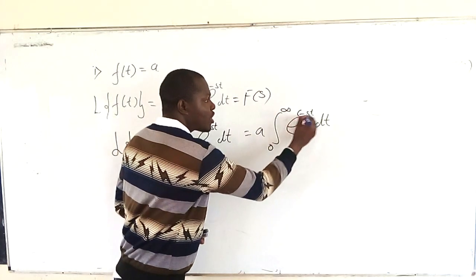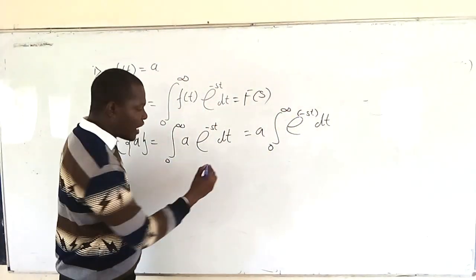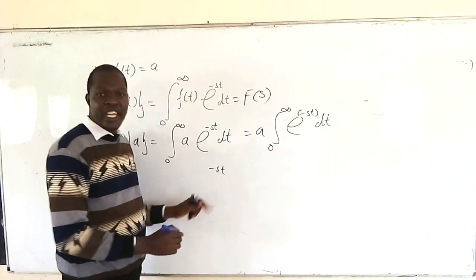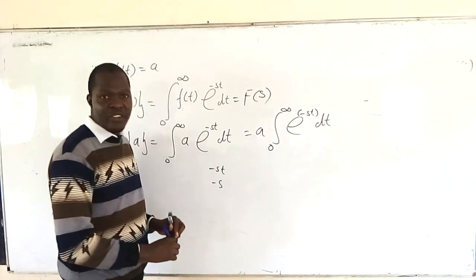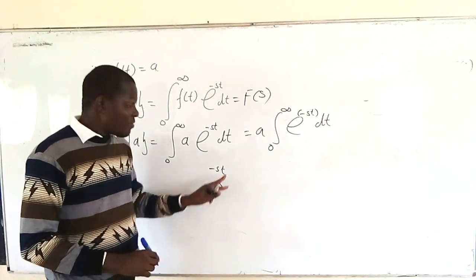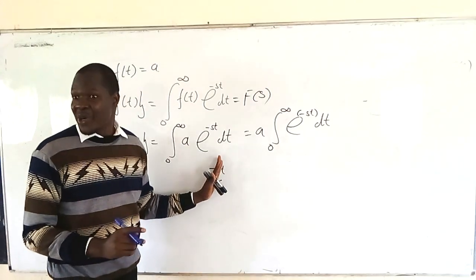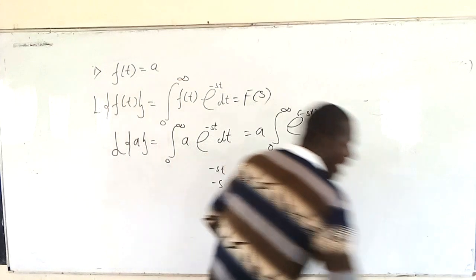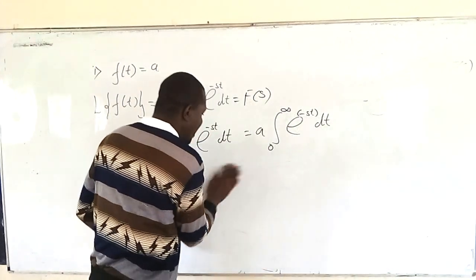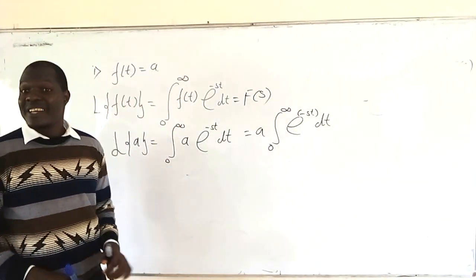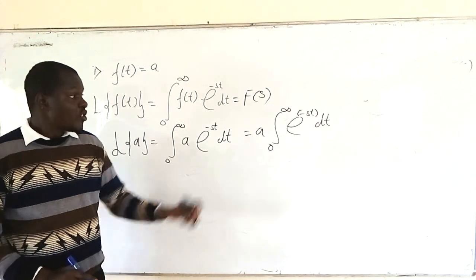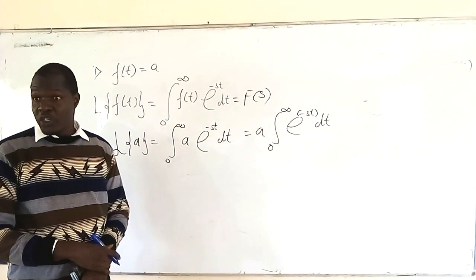So what is the inner function of this exponential function? It is negative st. If I differentiate negative st, I get negative s, because t is the variable, and if I differentiate t, I get 1. Negative s is just a constant. So at the end, the derivative of the inner function is a constant, which means you can integrate that exponential function.